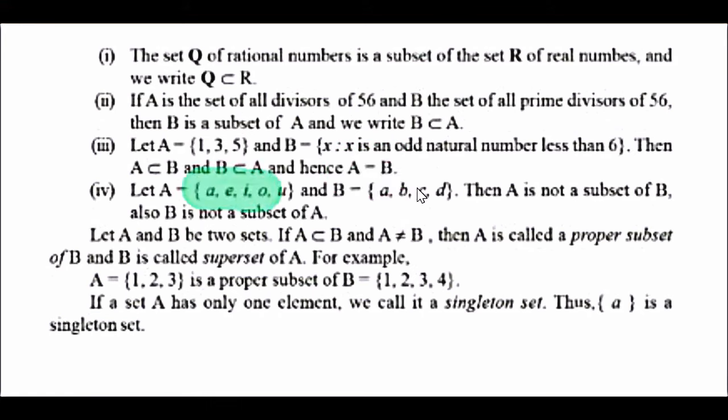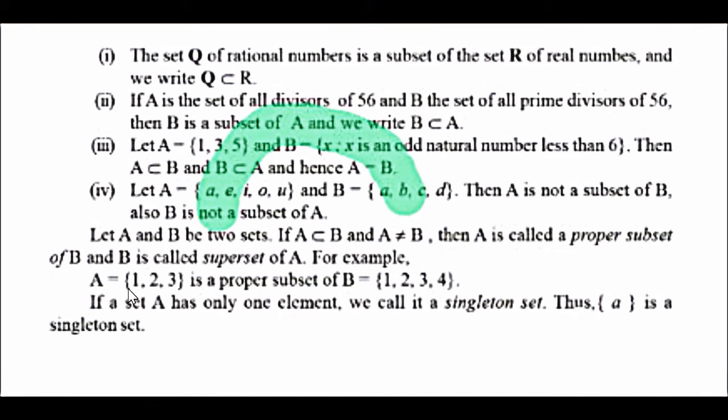In these two sets, you say that A does not belong to B. Why? Because A is actually lying here, but B is not here. So they are not subsets, and vice versa is also true. So what about the proper subset?